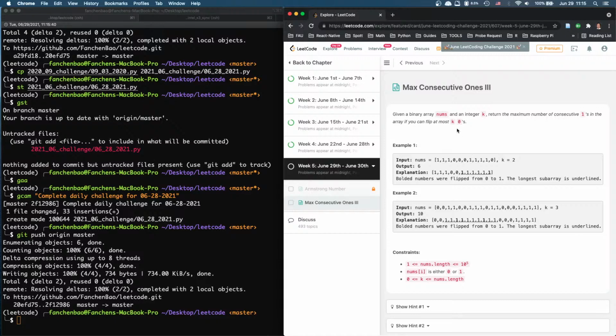So we can flip 2 zeros into 1s. If I flip this, then the longest subarray is underlined. So 1, 2, 3, 4, 5, 6.